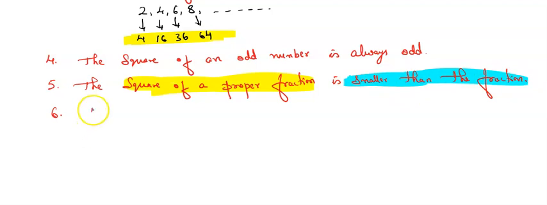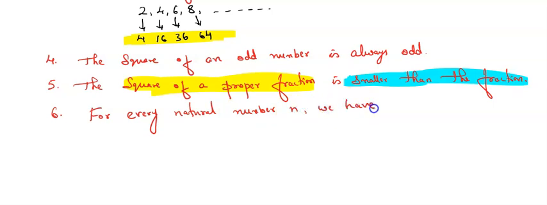Okay, next property. For every natural number n, we have (n plus 1) whole square minus n square is equal to n plus 1 plus n. For every natural number n, we have (n plus 1) whole square minus n square is equal to n plus 1 plus n.